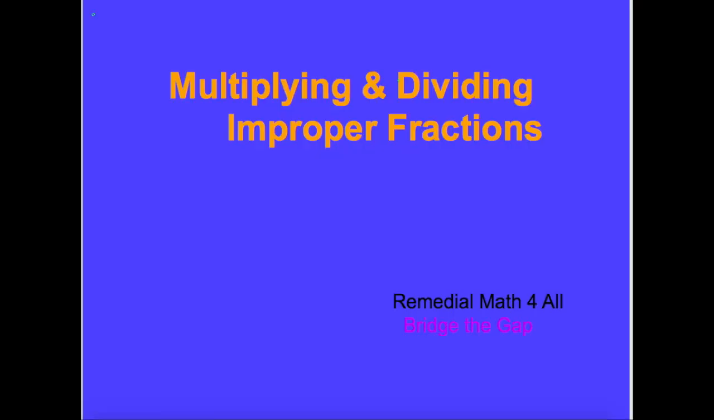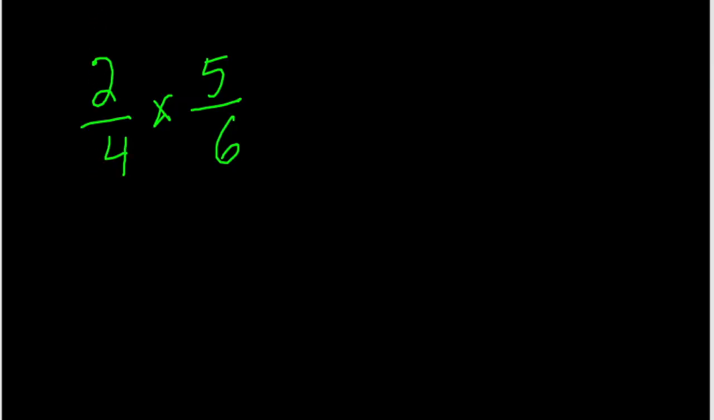Today we're going to learn how to multiply and divide proper fractions. Now let's say we multiply these two fractions, 2 over 4 times 5 over 6. First, we can simplify any fraction that can be simplified. 2 over 4 can be simplified.